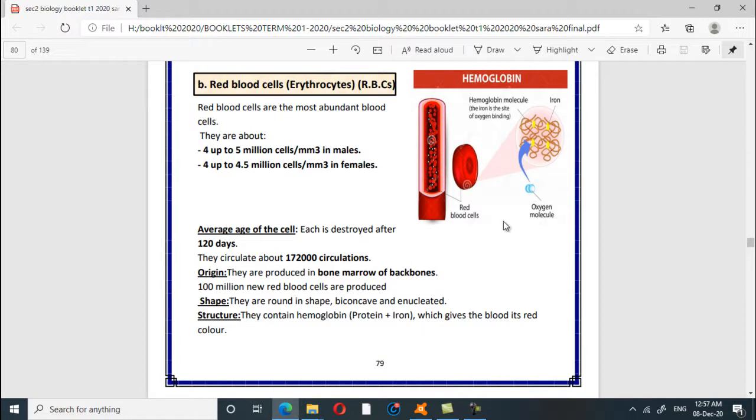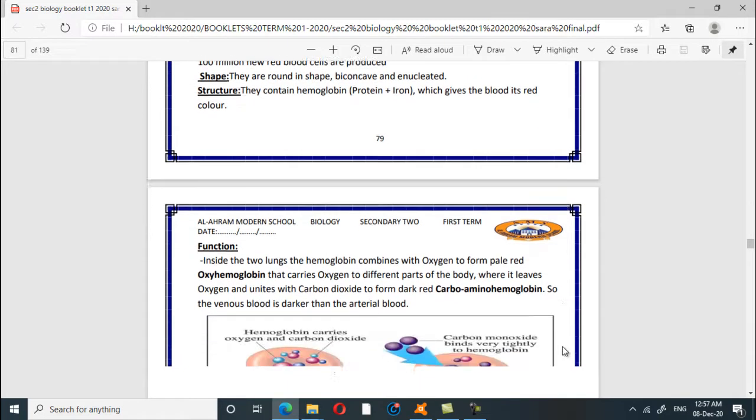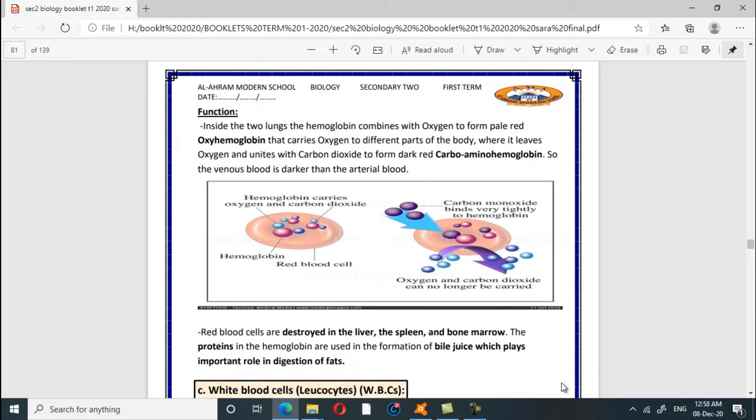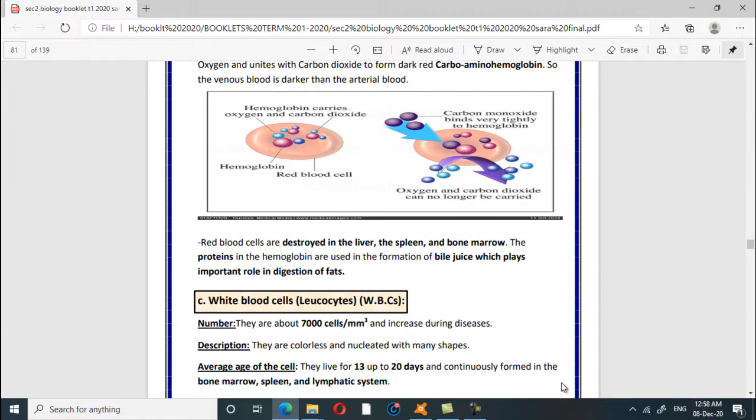Its shape is biconcave, or has a concave shape from the two sides, to carry the hemoglobin or the oxygen. So the hemoglobin which carries oxygen is called oxyhemoglobin, and the hemoglobin which carries carbon dioxide is called carbaminohemoglobin. Like this. Also, the red blood cells are destroyed in the liver, spleen, and also in the bone marrow, which is the same space it's formed inside before.